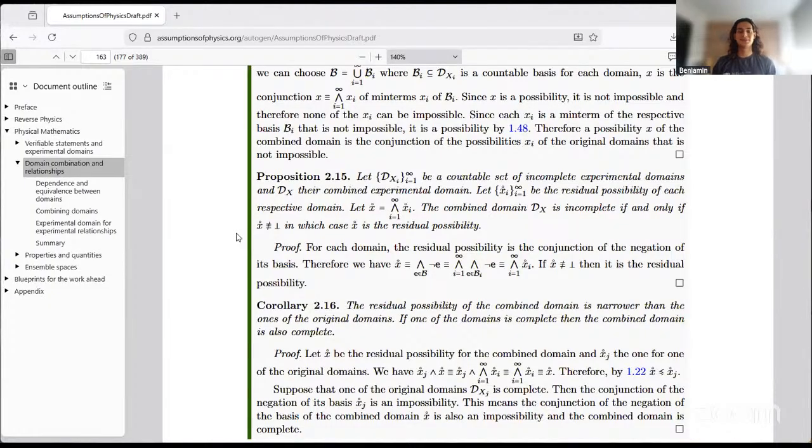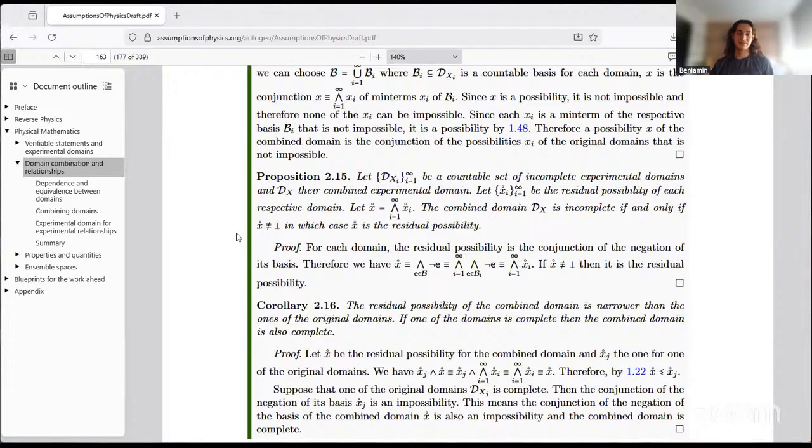like a sequence of X with the circle on top. I'm not actually sure how to say that with words, but I guess I'll just call them circle X. So the sequence of X circles be the residual possibility of each respective domain. Let X circle equal the conjunction of all of the X circle 1 through infinity.